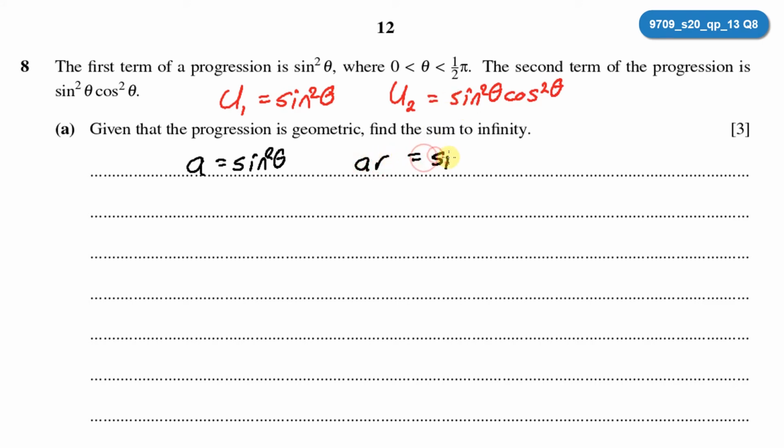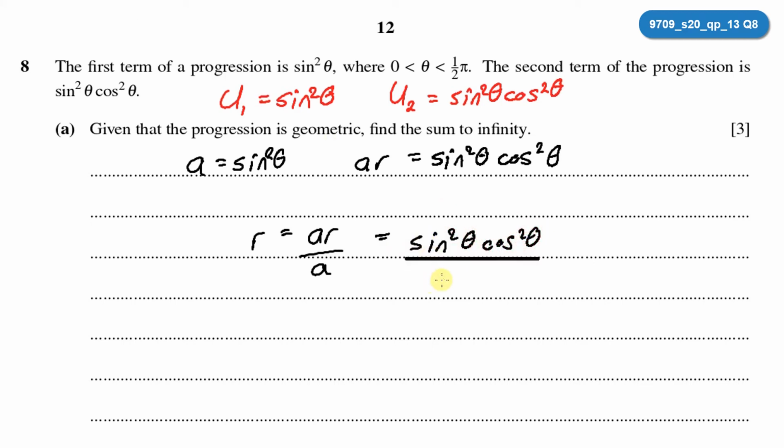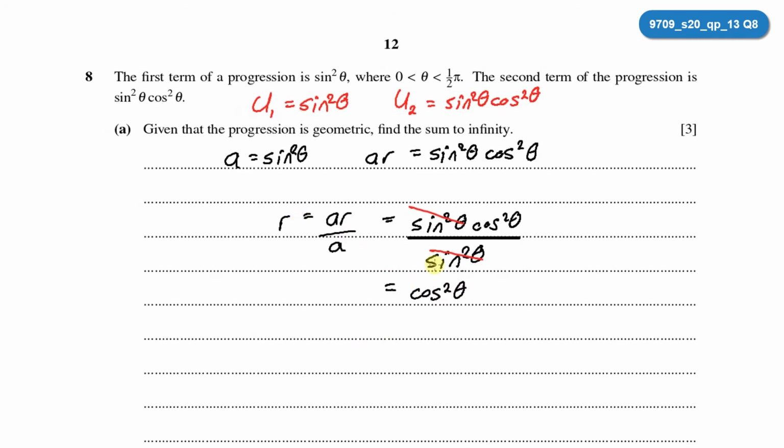So that is sine squared theta cos squared theta. Which means that we can actually find the common ratio R by dividing the second term by the first term, which in this case will be sine squared theta cos squared theta divided by sine squared theta. So here we can cancel out the sine squared theta and we get R coming out as cos squared theta.